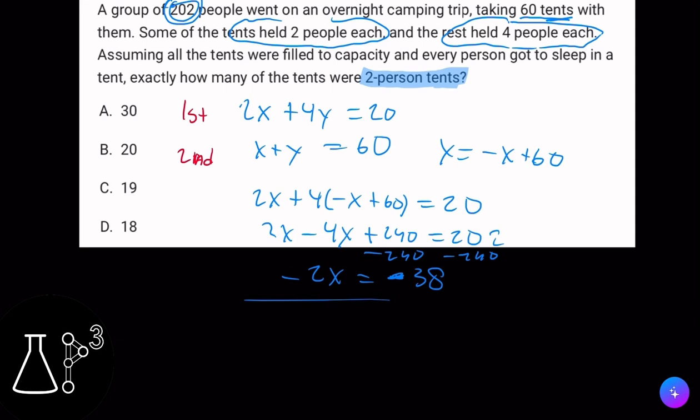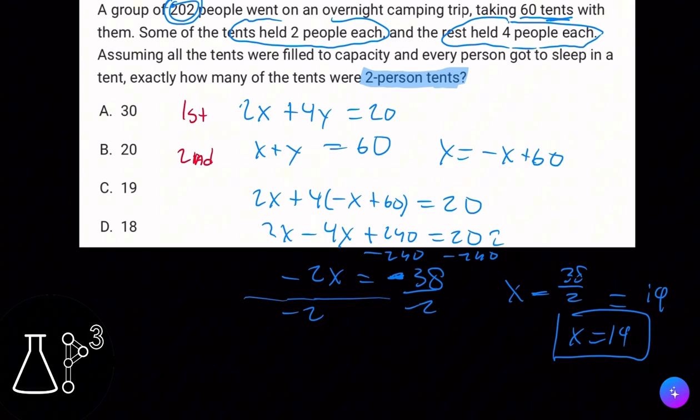And if I divide both sides by negative 2, I'm going to get x equals positive 38 divided by 2, which equals 19. Therefore, x equals 19. Therefore, there's a total of 19 tents that can hold 2 people. Therefore, my answer is C.